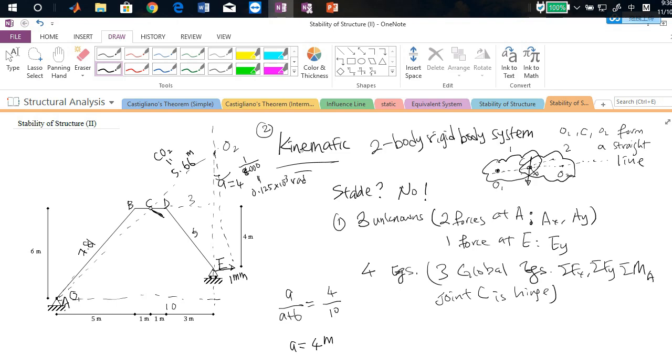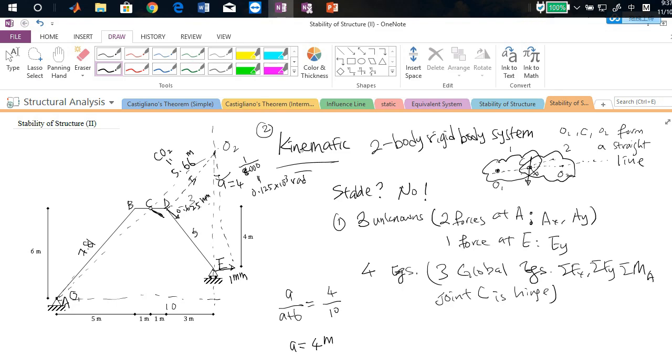It's a very, very small angle. Point D is part of O2, so we rotate about O2, and the movement will be perpendicular to this. We need to find the distance DO2 first. The distance DO2 is 5, so the movement is 5 times 0.125, so the displacement is 0.625. By the way, this is in mm.